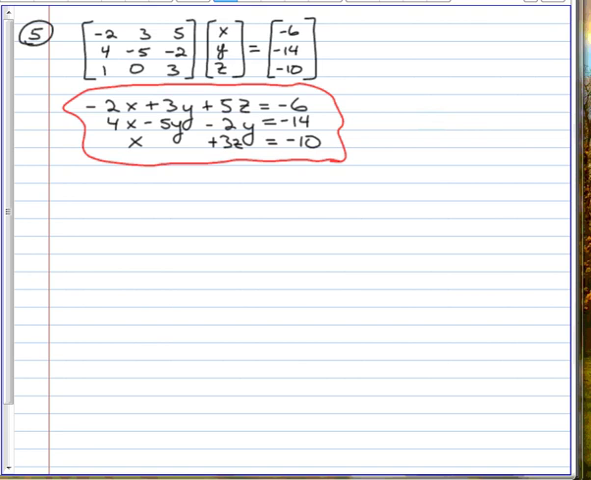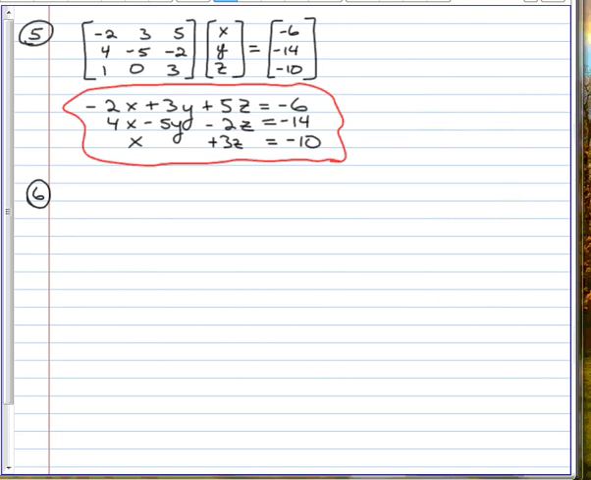Did I copy it right? I think so. Oh, Z. Z, Z, Z. That should be a Z right there. ZZ middle. All right. Number 6.